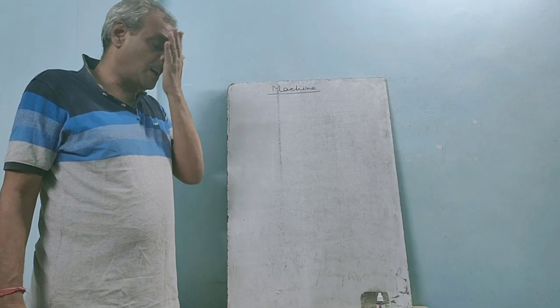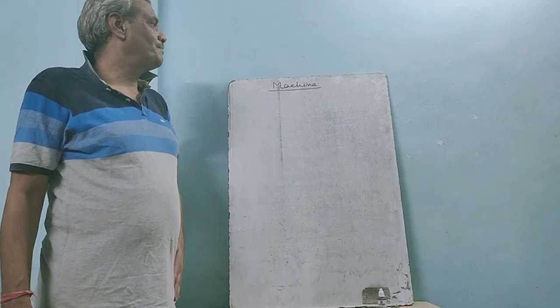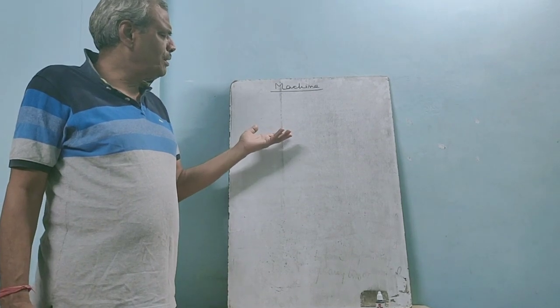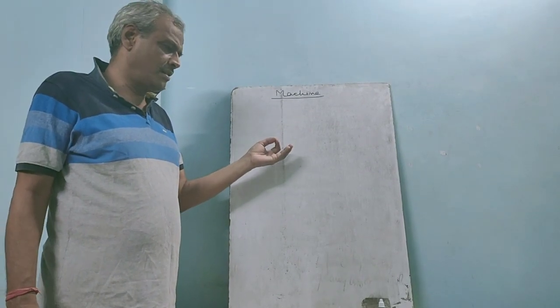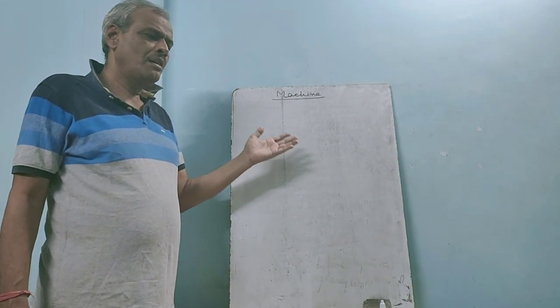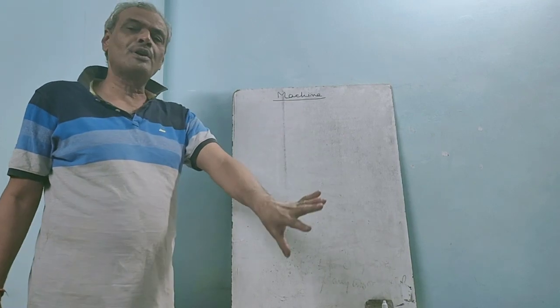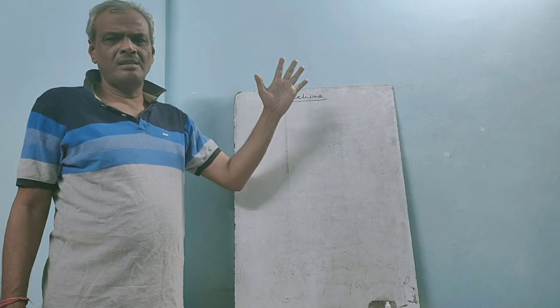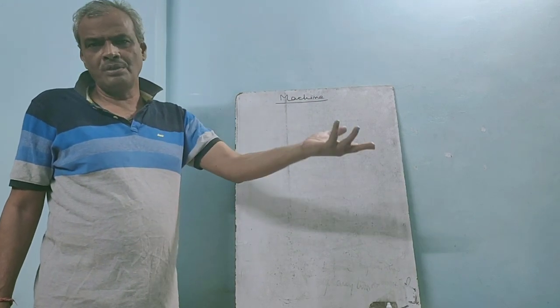Machine. We are going to start. What is a machine? Very simple meaning. It is a simple device to convert one form of energy into another. General meaning: one form of energy into another.